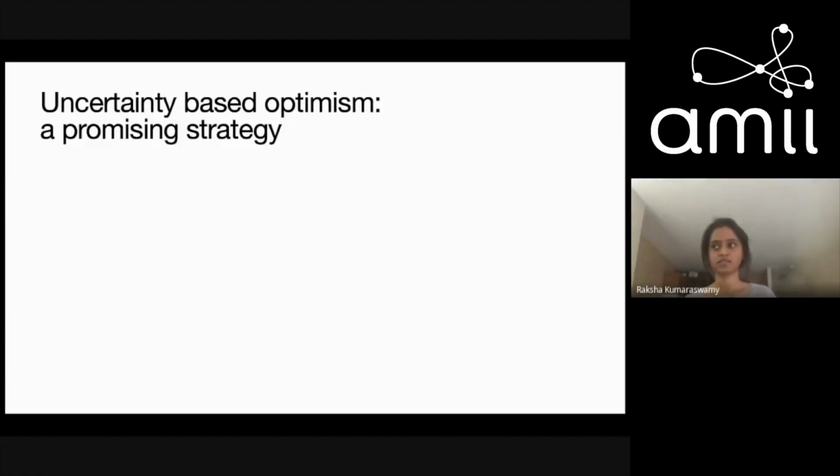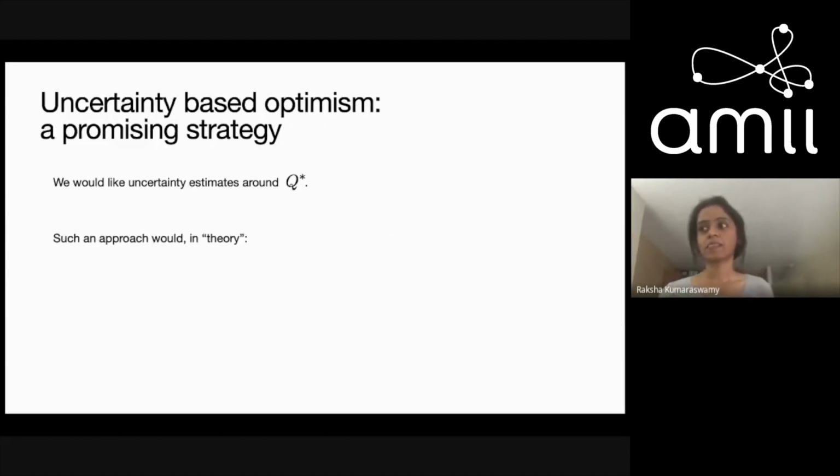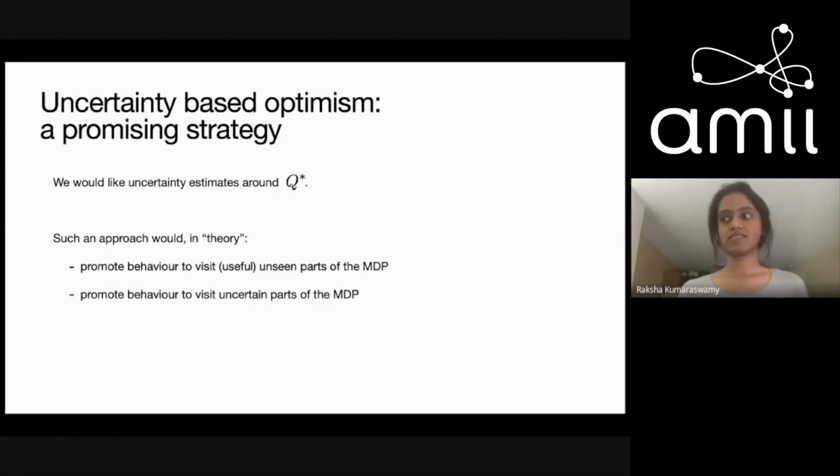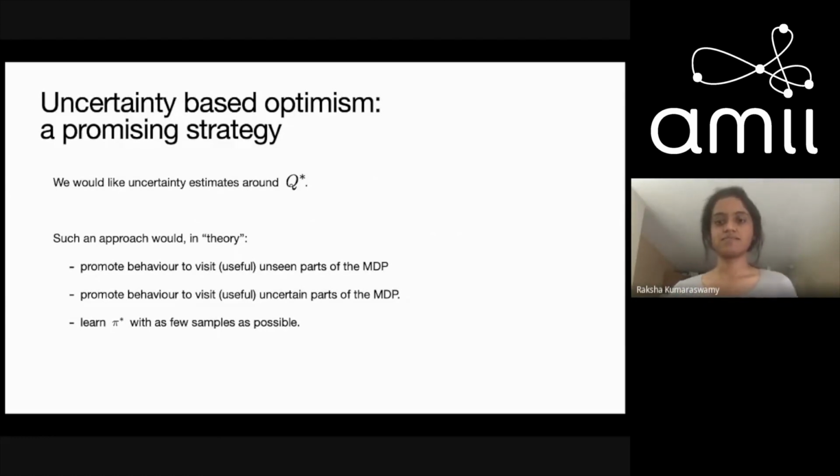We do think uncertainty-based optimism is a promising strategy moving forward. Why do we think so? Some really high-level arguments. Such an approach should, in theory, if we were to have uncertainty which included Q star in the set, promote behavior to visit unseen parts of the MDP, but would also be effective in the sense that it would only be visiting unseen parts of the MDP where hopefully it's useful to learn, because it is about the optimal policy. Additionally, it would be promoting behavior to visit uncertain parts of the MDP, which would be useful for learning about the optimal policy as opposed to just minimizing uncertainty, which can also be a criterion, but it's not a criterion in optimal policy learning. And given the first two settings, hopefully we would learn the optimal policy with as few samples as possible.